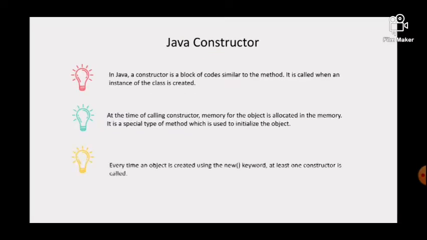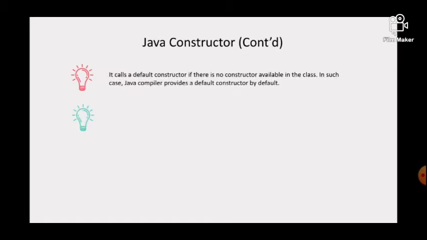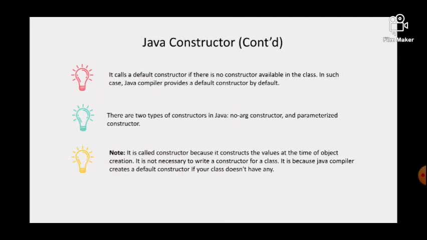So, the Java constructor. We have an idea about the method, and a Java constructor is actually a special type of method, a block of code. It is a method whose name is the same as the class name. These are the rules when we are constructing a constructor in Java. Every time an object is created using the new keyword, one constructor is actually called, which we call the default constructor in Java.